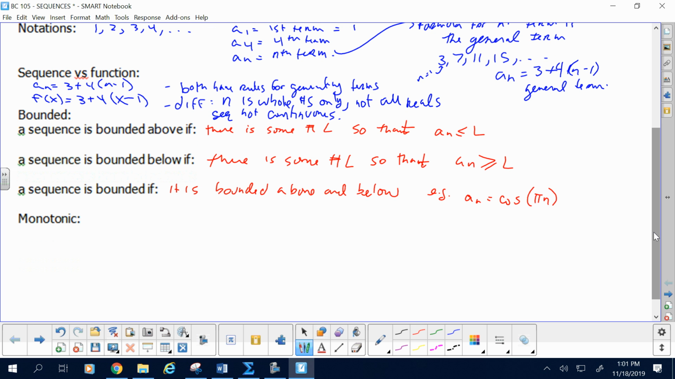Monotonic, think one sign. Now, that one sign is really a reference to the derivative having one sign. But monotonic sequences are sequences that always increase or always decrease. They do not go back and forth like the previous one we just talked about. We're always getting bigger, or we're always getting smaller. Monotonic.